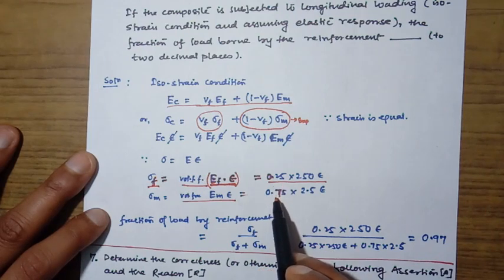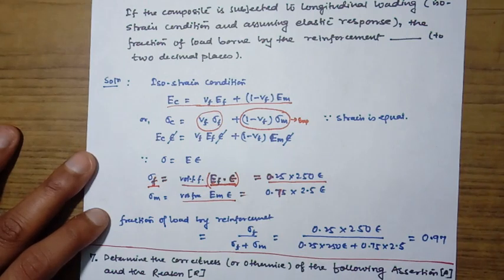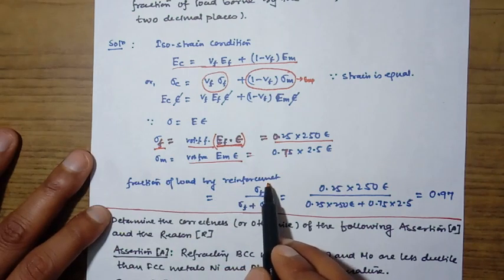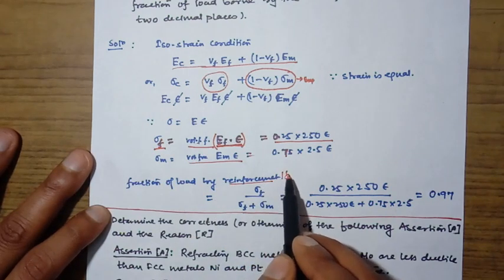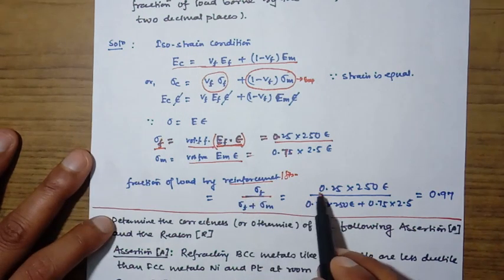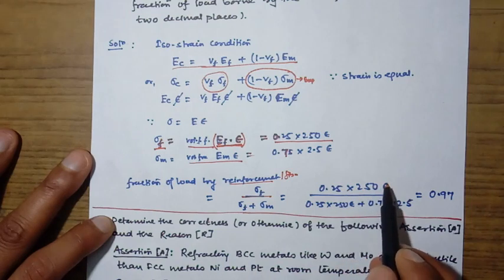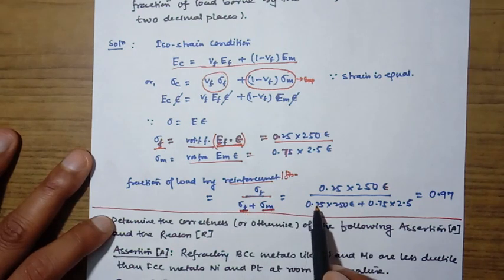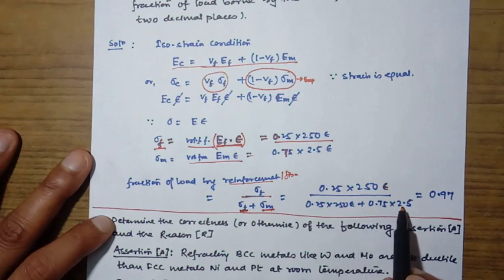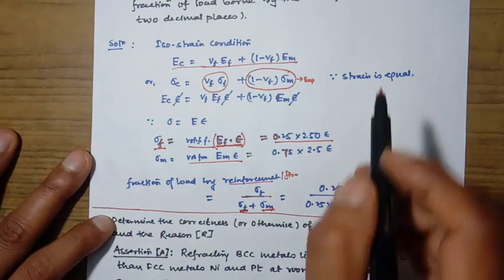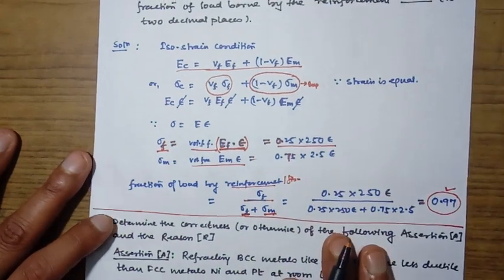Now, the fraction of load by the reinforcement, that is the fiber. The load which is carried by fiber will be 0.25 into 250 into strain, divided by the total load. Total load will be fiber load plus matrix load. So 0.25 into 250 plus 0.75 into 2.5. So this will come around 0.97. So this is the correct answer. So the answer will be 0.97.